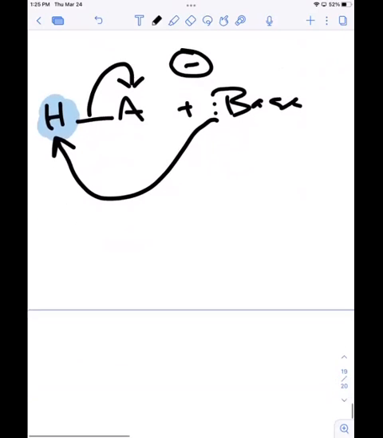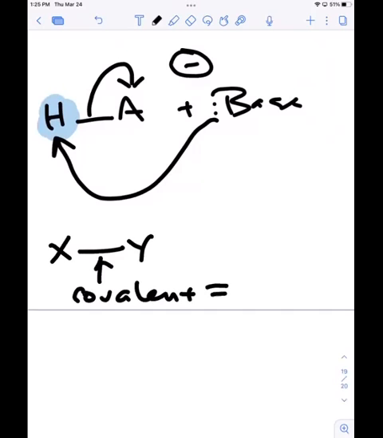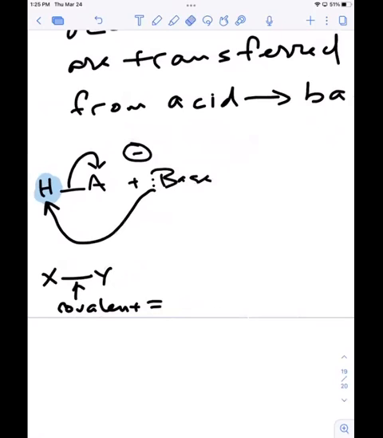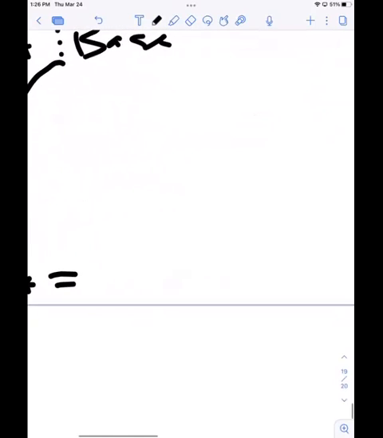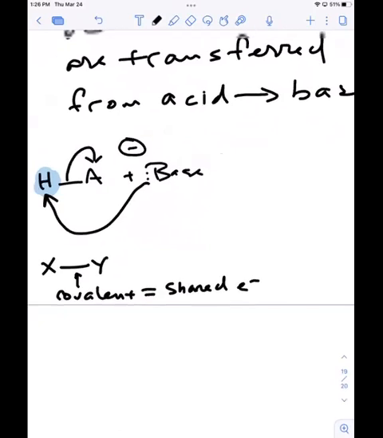Because remember, well, maybe not, we haven't really talked about bonds yet, but when we have a bond between two atoms, let's just say X and Y, that bond is, if it's covalent, anybody remember what that term covalent means? Ain't it like a double bond or a single bond? Yeah, it's a single bond, that's true. And the way you make it is you share electrons. So a covalent bond is a bond that has shared electrons.